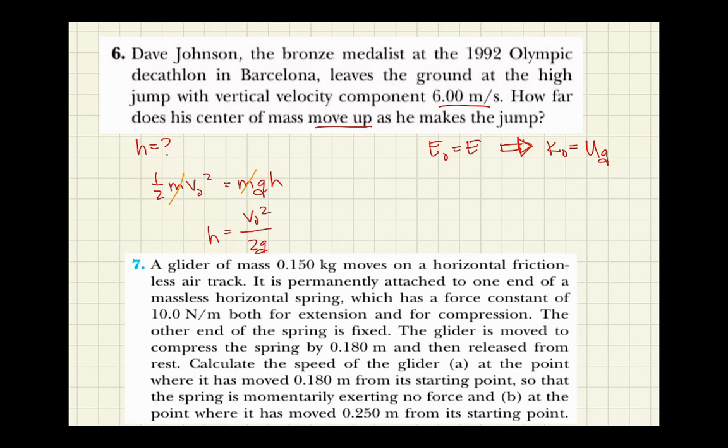To simplify that, that's super easy to do because I know v naught equals 6 meters per second and I know g is 10. So 36 divided by 20, which is a height of 1.8 meters. So you can see how much simpler using energy makes this problem.